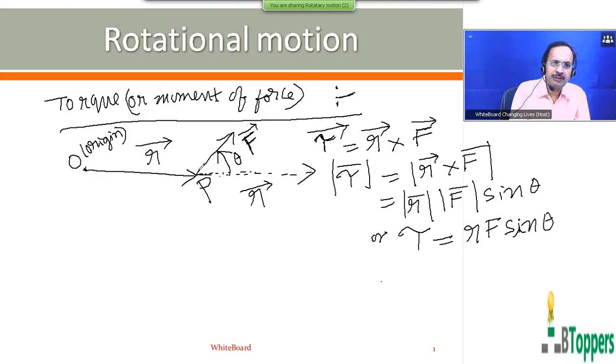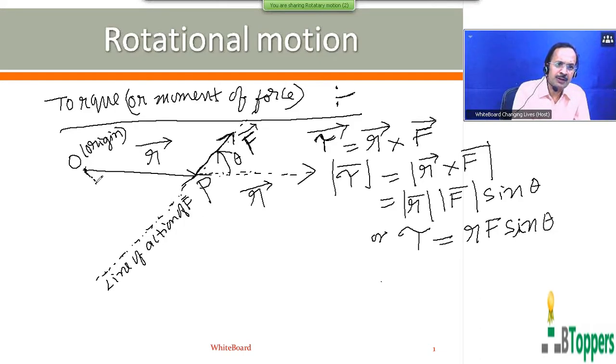The direction of the force F bar is extended on both sides. This we call the line of action of the force F bar. That means the direction of the force F bar in the vector diagram is extended. This we call the line of action of the force F bar.